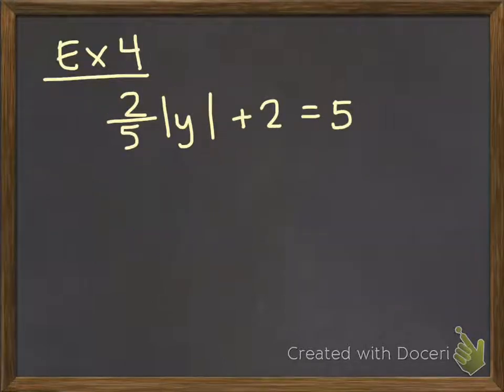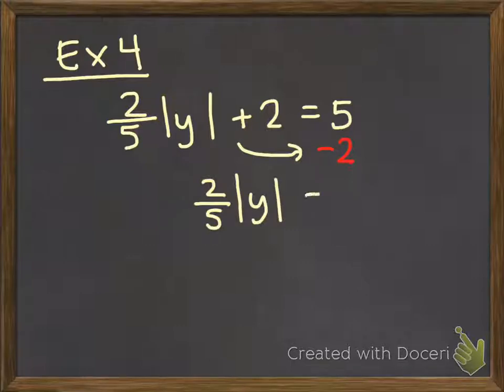Example 4, 2/5 absolute value of y plus 2 equals 5. We're going to subtract 2. Now we have 2/5 absolute value of y equals 3. Then we're going to fraction bust. To get rid of the 2/5, the common denominator is 5, so we're going to multiply this side by 5 and this side by 5. Always, whatever you do to the left side, you must do to the right side.